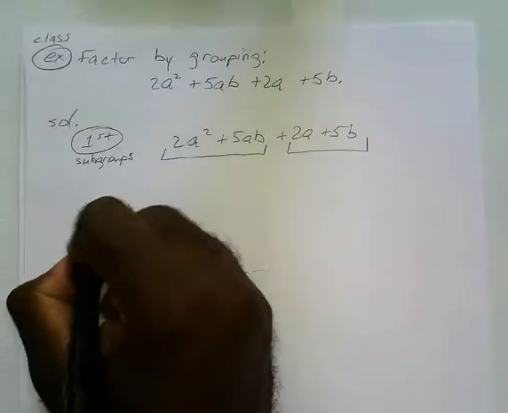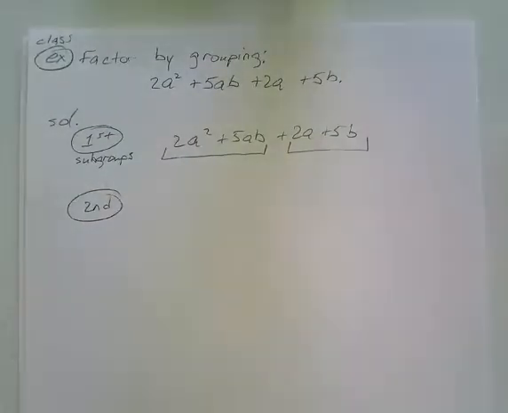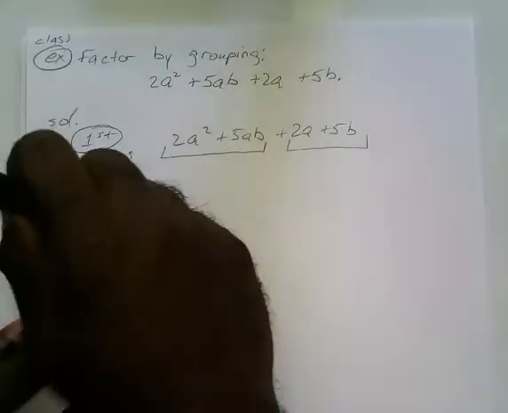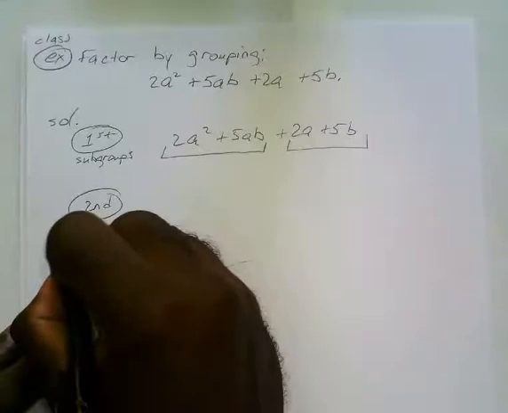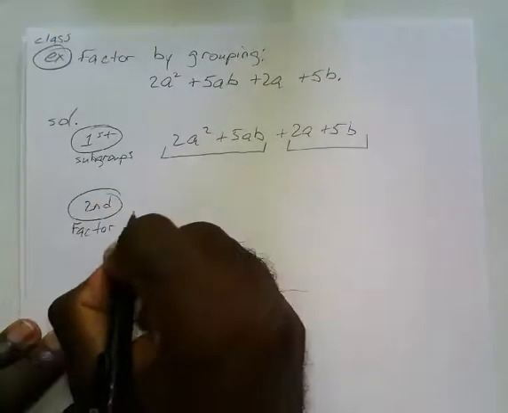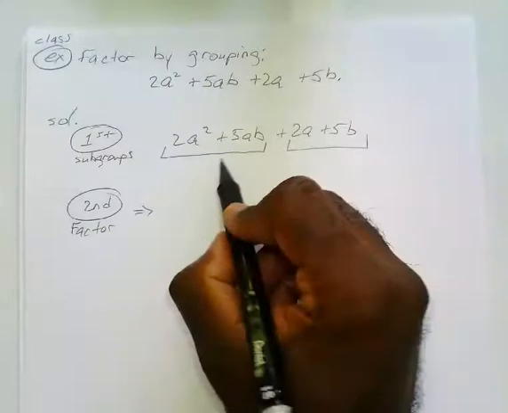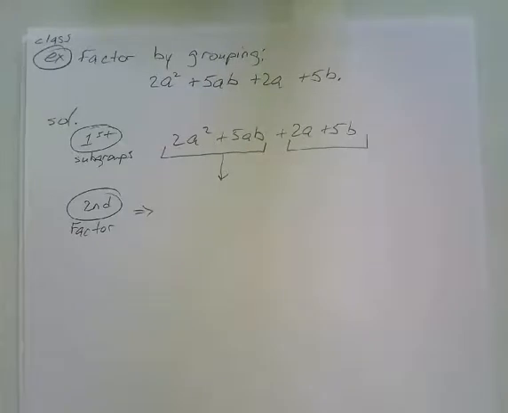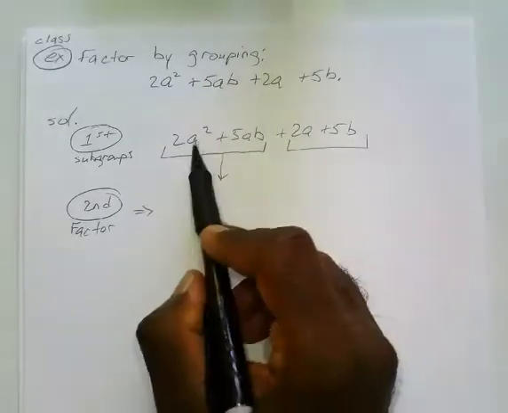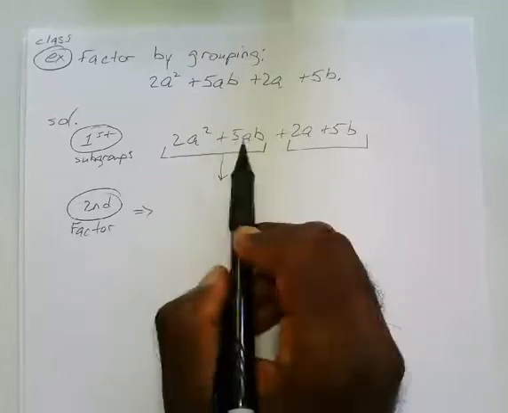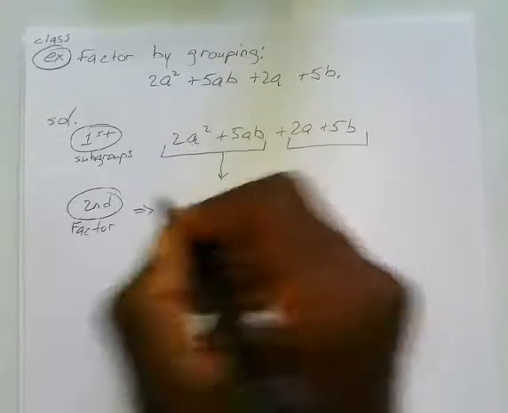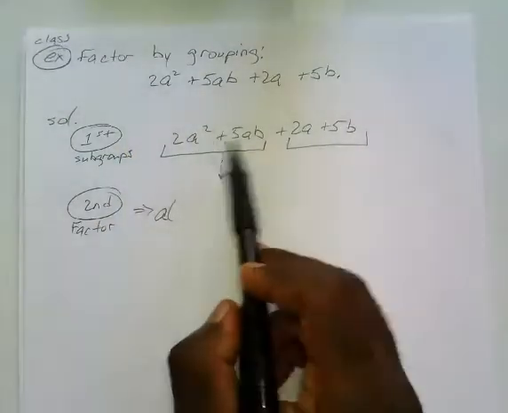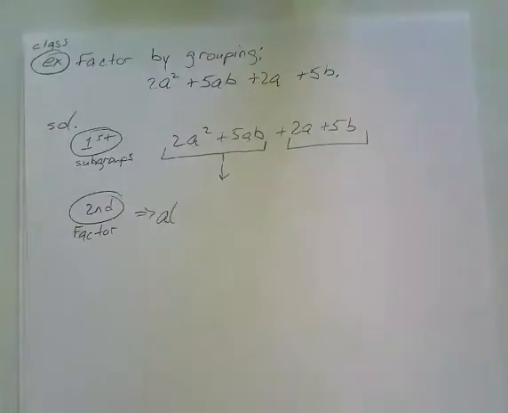Okay, so now we have our second step, where we go ahead and factor them out. So we know for 2 and 5, the only value they have in common is 1, so we don't have to worry about that. You have a squared and you have a, which means you can factor an a out of both of those. Oh, put it on the other side. There we go. Okay, so you don't have a b in both, so you can't factor a b out.